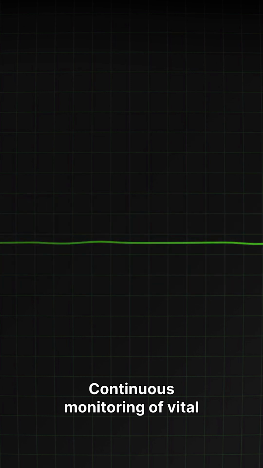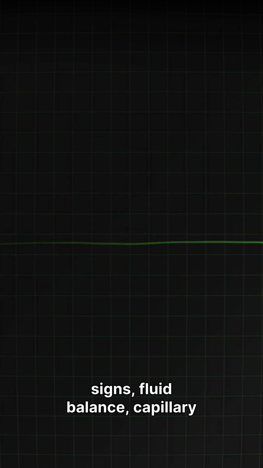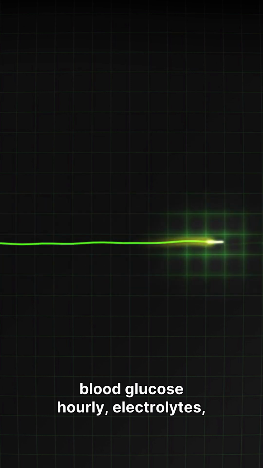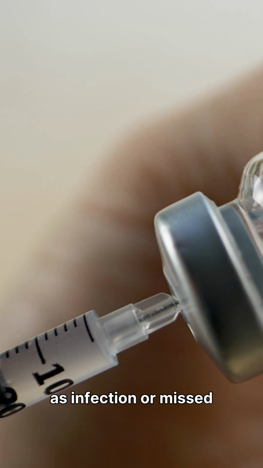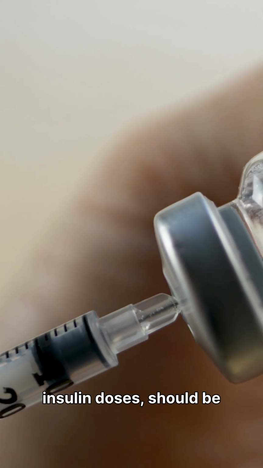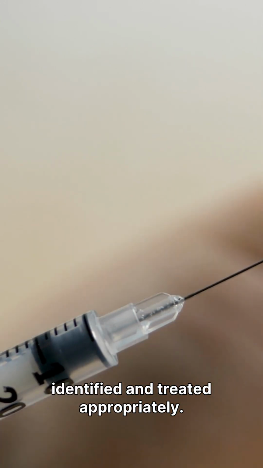Continuous monitoring of vital signs, fluid balance, capillary blood glucose hourly, electrolytes, renal function, and acid-base status is crucial. The underlying cause, such as infection or missed insulin doses, should be identified and treated appropriately.